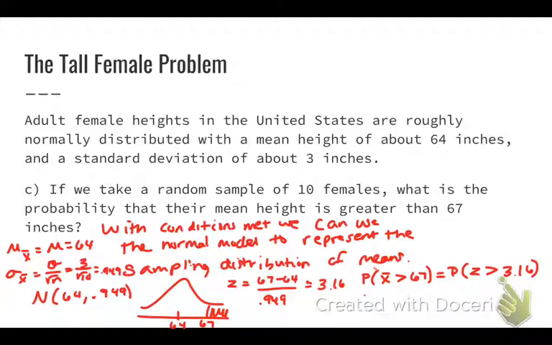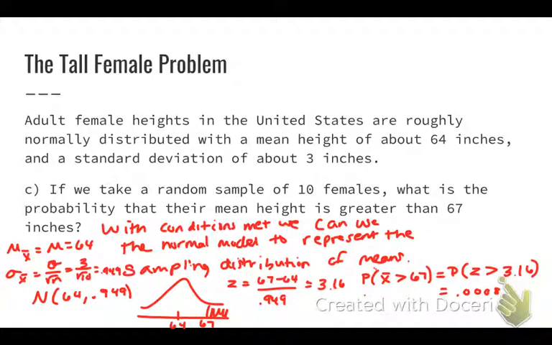So now I'm going to do a normal CDF. Lower bound is 3.16. Upper bound is 999999999. Keep it at 0 and 1 because we standardize. So it's 0.0008. Pretty darn small, right?